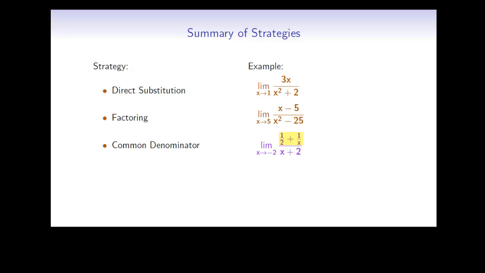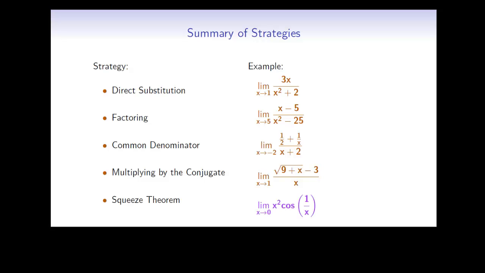Now we've seen several techniques and tricks for evaluating limits, so let's summarize some of the strategies that we've seen. Direct substitution can be used when there's no division by zero. We've seen examples of factoring. Common denominators can often be used when you have multiple quotients within a bigger quotient. Multiplying by a conjugate is often useful when you have a square root plus or minus a number, and the square root can be either in the numerator or in the denominator. We've also seen the squeeze theorem. This is often used when you have functions involving cosine or sine, but there are other examples as well.